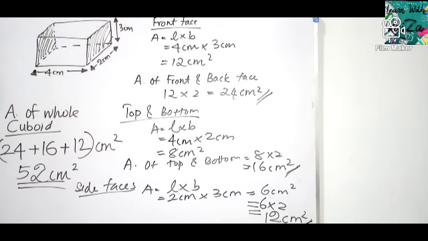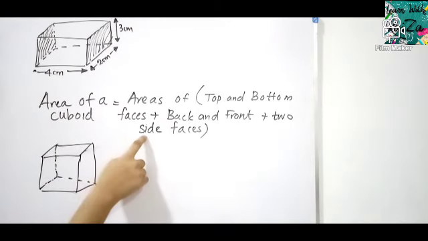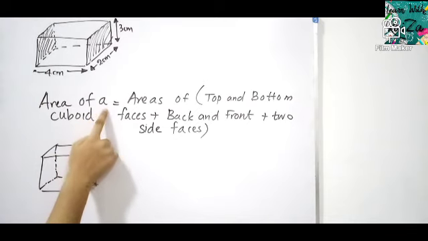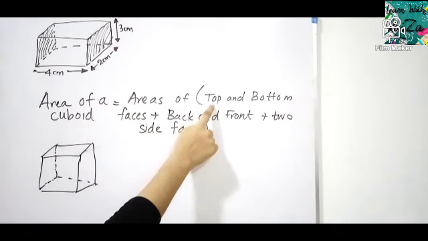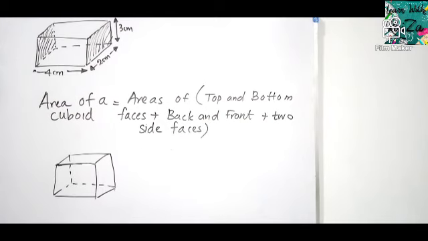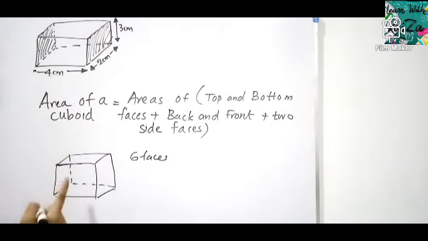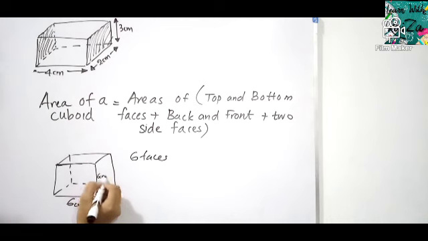Similarly, the cube also. Cube also consists of 6 faces. But the thing is, cube has all equal faces. Okay children, to make calculations easier, I built up a formula here. Area of a cuboid can be found by adding the areas of top and bottom faces, back and front faces and 2 side faces. So cube has how many faces? 6 faces, which are all equal. So since they are equal, I'll take here 6 cm and here also 6, because a square has all equal dimensions.